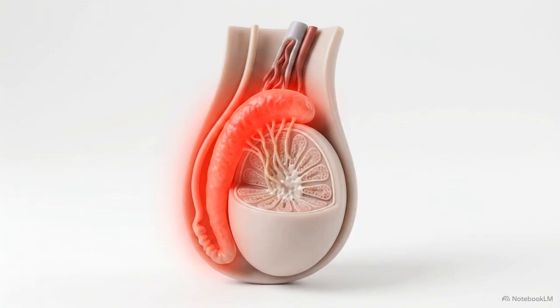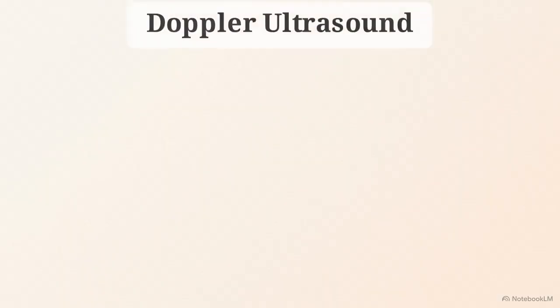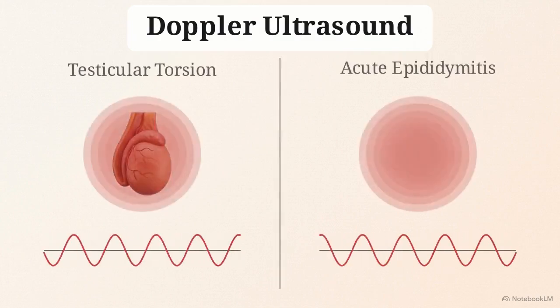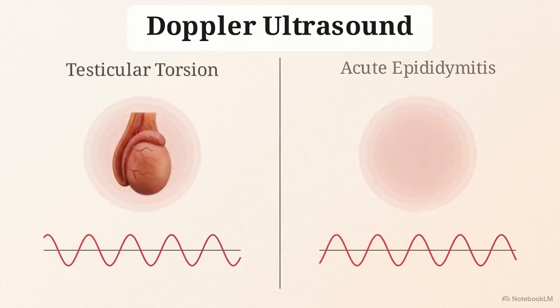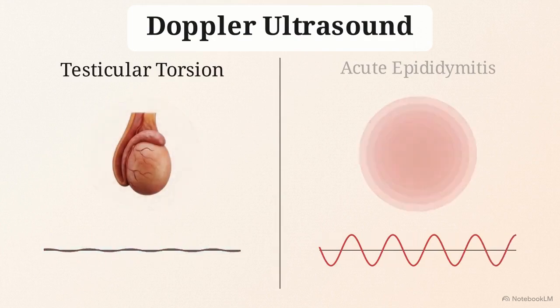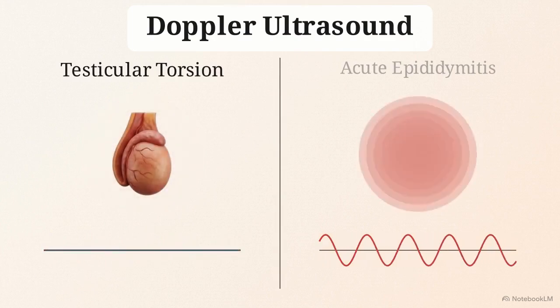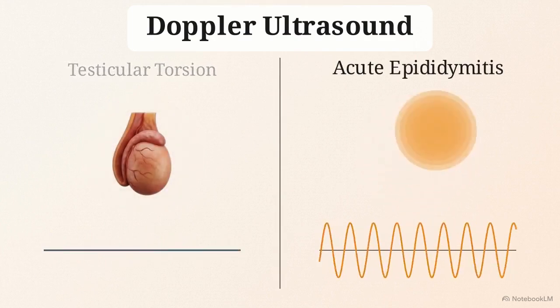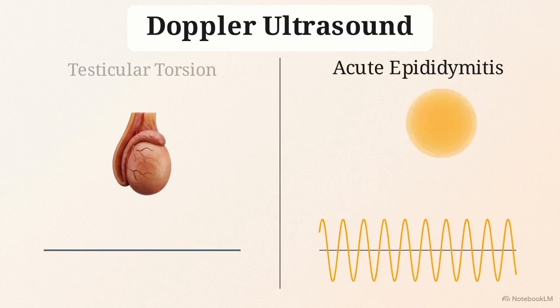The primary differential diagnosis is acute epididymitis. Often linked to infections like chlamydia in sexually active males, it presents with similar pain and swelling. Doppler ultrasound serves as the definitive diagnostic tiebreaker. In torsion, the ultrasound shows decreased or absent blood flow to the testis. In epididymitis, it shows the opposite, highly increased inflammatory blood flow directed specifically into the epididymis.